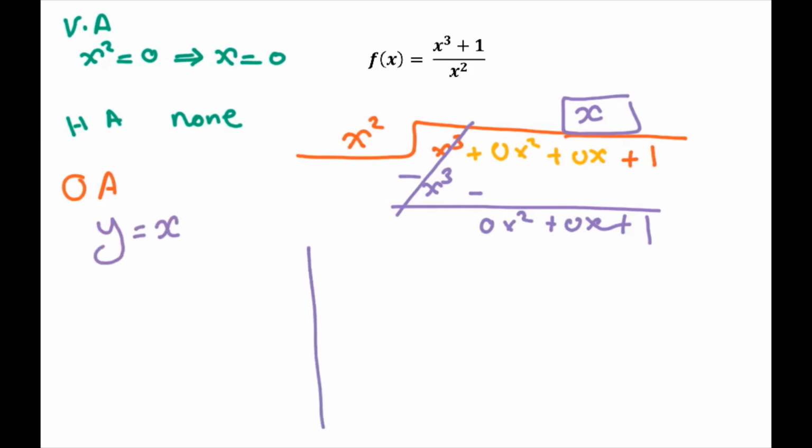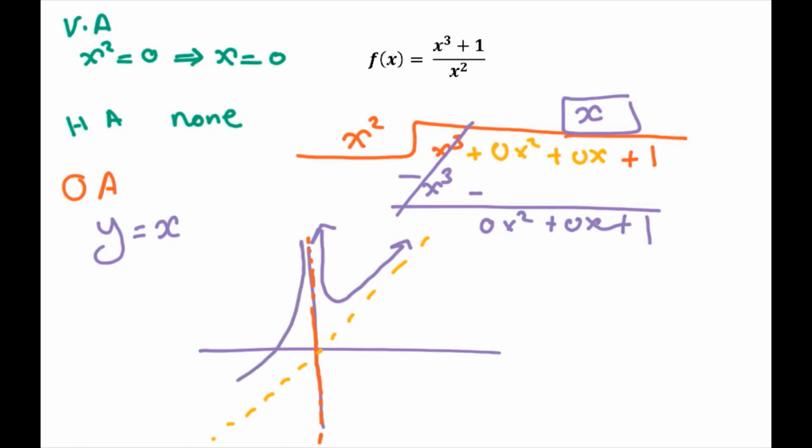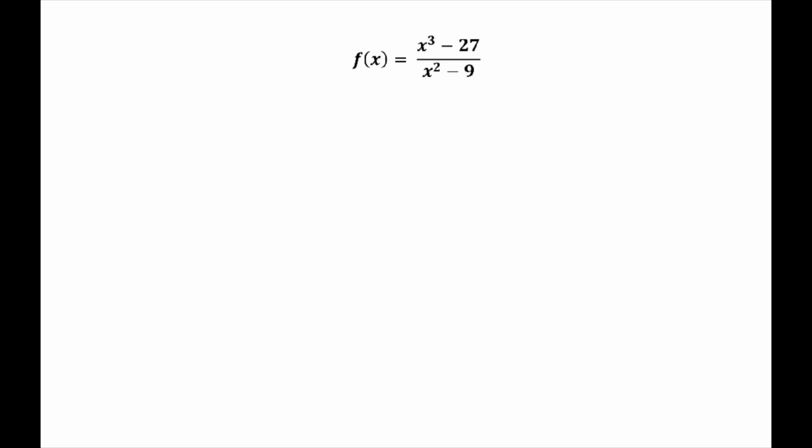The graph will look something like this. x equals 0, it's the y-axis. y equals x, this line here. And we are going to draw it. So the function will approach these lines, but never cross them. Okay. Let's move on to the last question here.